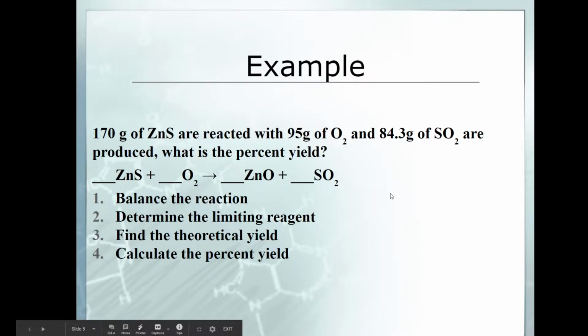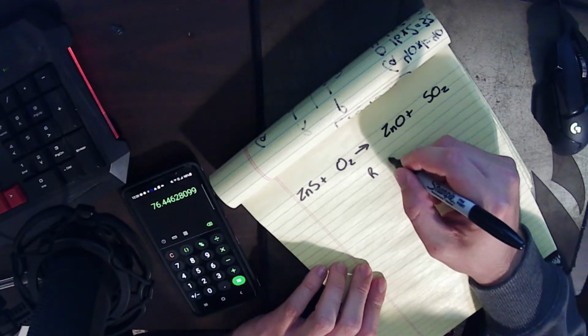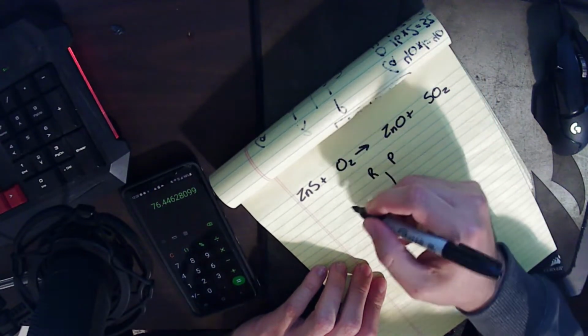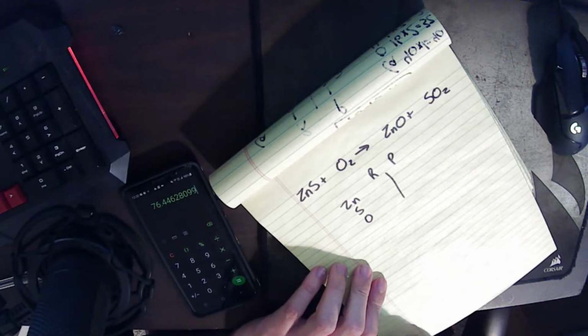All right, so first off, you've always got to make sure your reaction is balanced. That's always going to be your first step. So if our reaction is zinc sulfide plus O2 yields zinc oxide plus SO2, we've got to set up our chart to balance this. So we've got reactants on one side, products on the other, and we're worried about zinc, sulfur, and oxygen as our 3 elements.